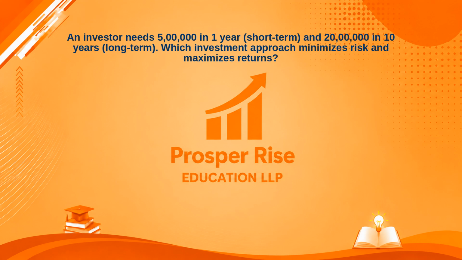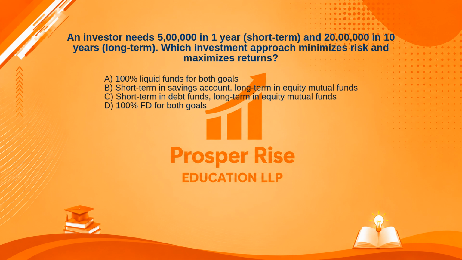An investor needs 5 lakh in 1 year, short term, and 20 lakh in 10 years, long term. Which investment approach minimizes risk and maximizes returns? Here are your options. A. 100% liquid funds for both goals. B. Short term in savings account, long term in equity mutual funds. C. Short term in debt funds, long term in equity mutual funds. Or D. 100% FD for both goals.